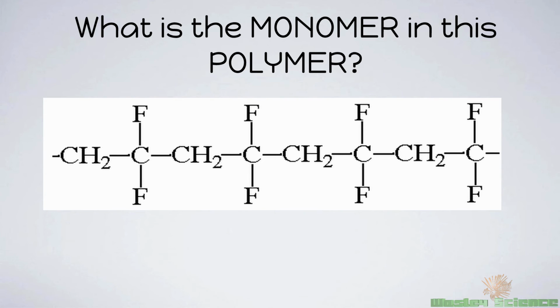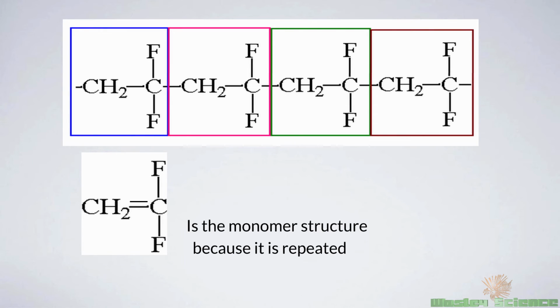I hope you did it. So here is what the monomer would look like. There were four monomers there. And what I did in the bottom over here is I got rid of the two electrons on the outside and went backwards and put the double bond in there. So here is what the monomer would look like.